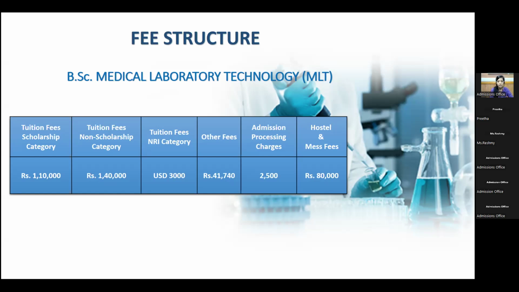Also, we have other fees of rupees 41,740, which is common for all 3 categories. We also have an admission processing charge of rupees 2,500. Hostel and mess annually would come to around rupees 80,000. However, hostel is not compulsory if the candidate is residing within 20 kilometers of the campus.